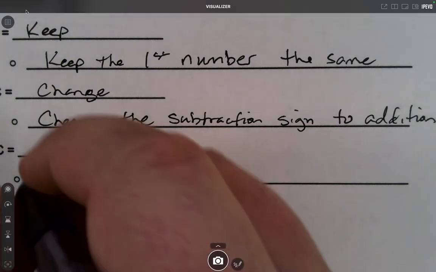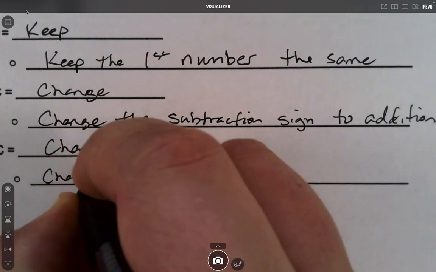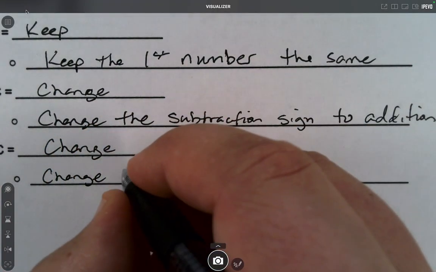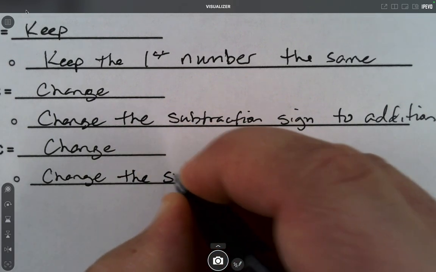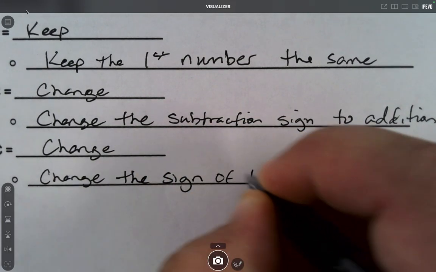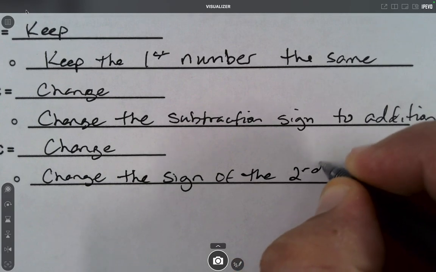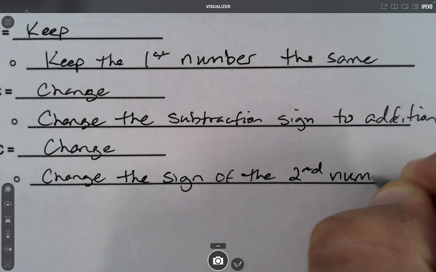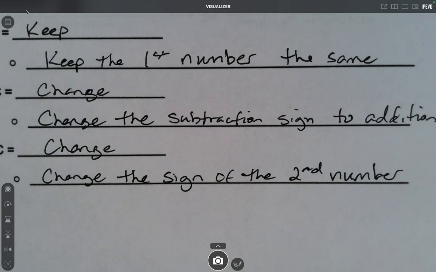And lastly, you change the sign, or some people say flip the sign, and that's okay. Change the sign of the second number. So if the second number is positive, make it negative. If the second number is negative, make it positive. So keep, change, change.